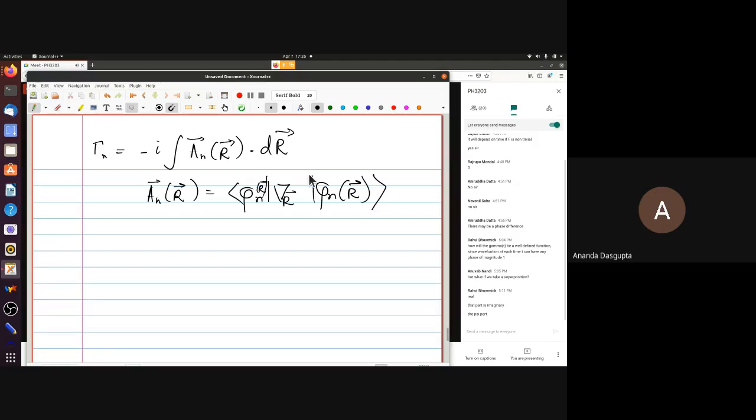This A_n is a vector field in our R-dimensional, capital N-dimensional space. So it depends only on R1, R2, R3, ..., Rn. At different R1, R2, R3, ..., Rn, it has different values. And you can work it out using this formula.